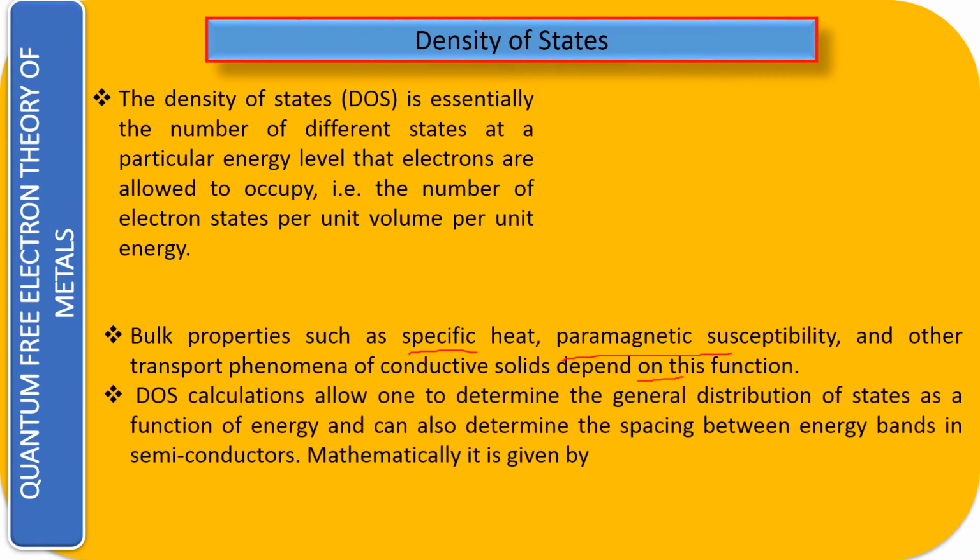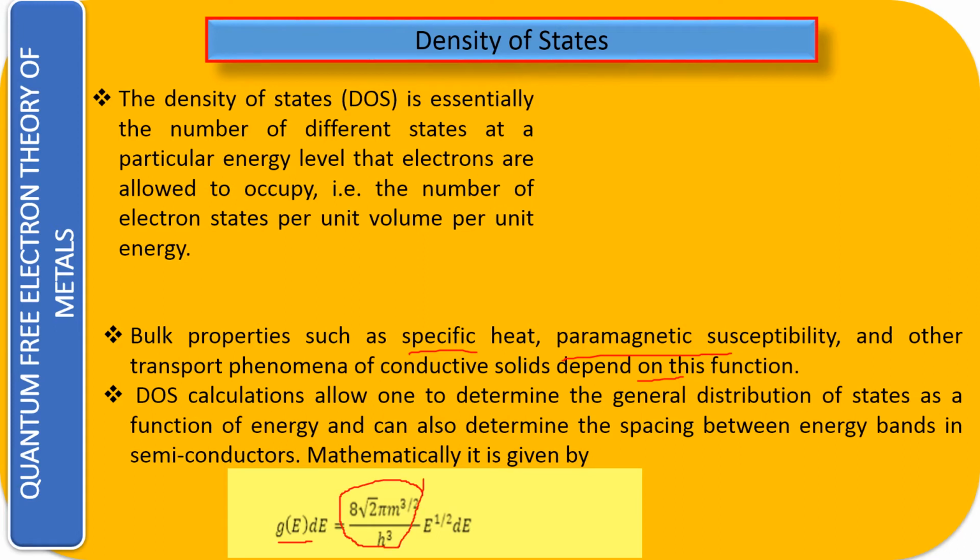All right, the density of states calculation allows us to determine the general distribution of the states as a function of energy, and can be used to determine the spacing between the energy bands in semiconductors or in metals anywhere. Mathematically, the density of states is given by G(E), that is between any two energy states, 8 root under 2 pi m to the power 3 by 2 h cube. So naturally here everything is constant. This is the mathematical expression that has been derived.